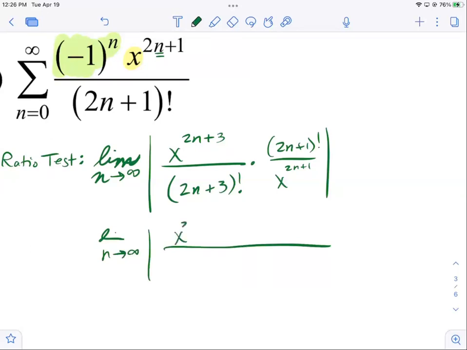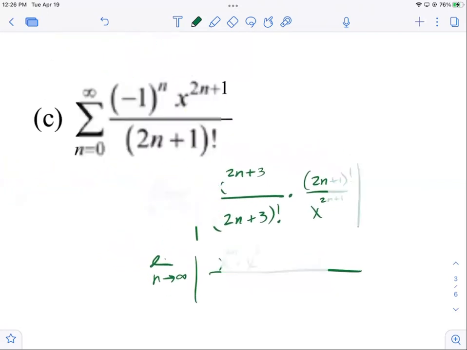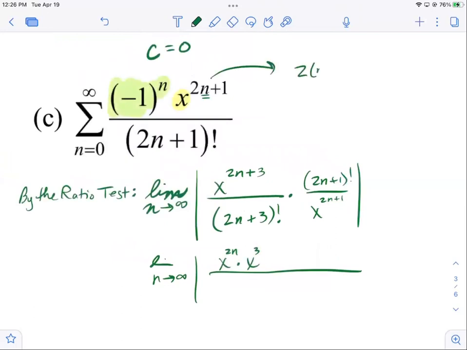Let's see, the top is x to the 2n times x to the third. Up here, we get 2 times n plus 1 plus 1, right? And then you distribute, you get 2n plus 2 plus 1 is 2n plus 3. Okay with that? You holler if I go too fast or I make a mistake, or if you're in pain or something, and then we'll call the nurse. And then in the bottom, that's going to be x to the 2n times x to the 1st. So that takes care of the x's.